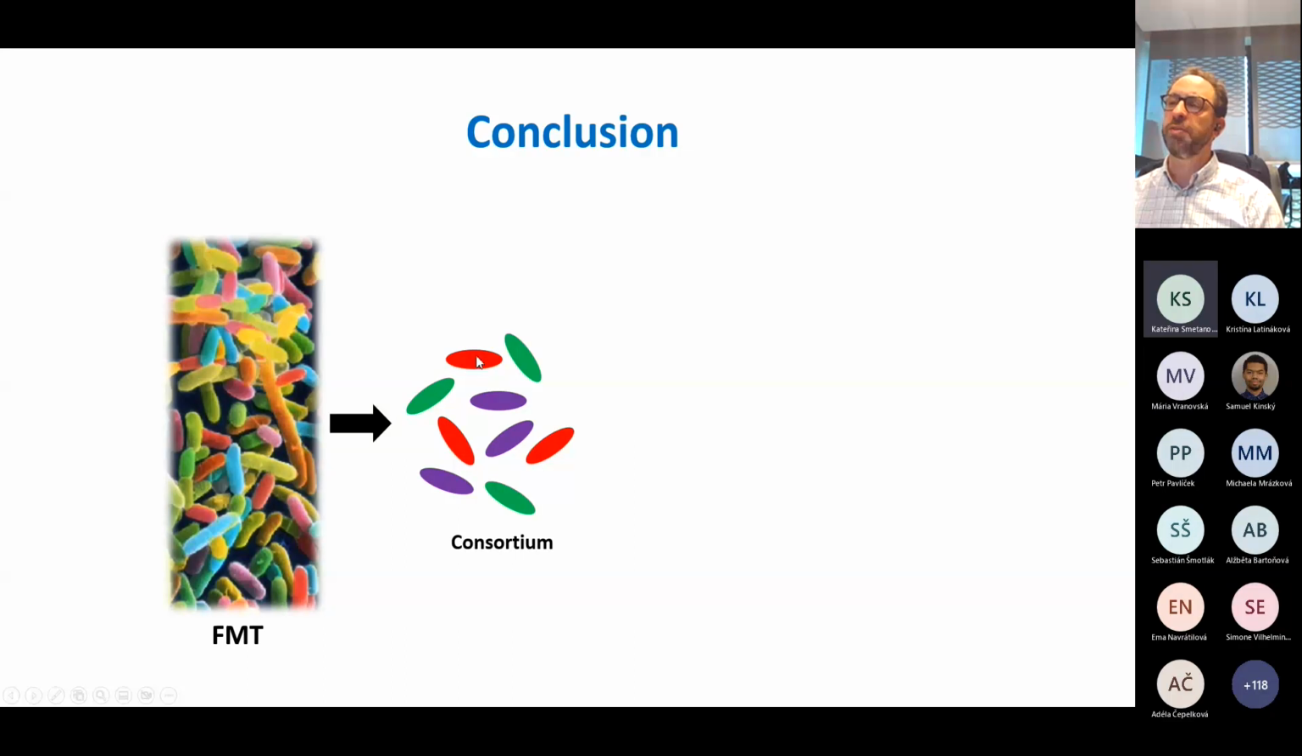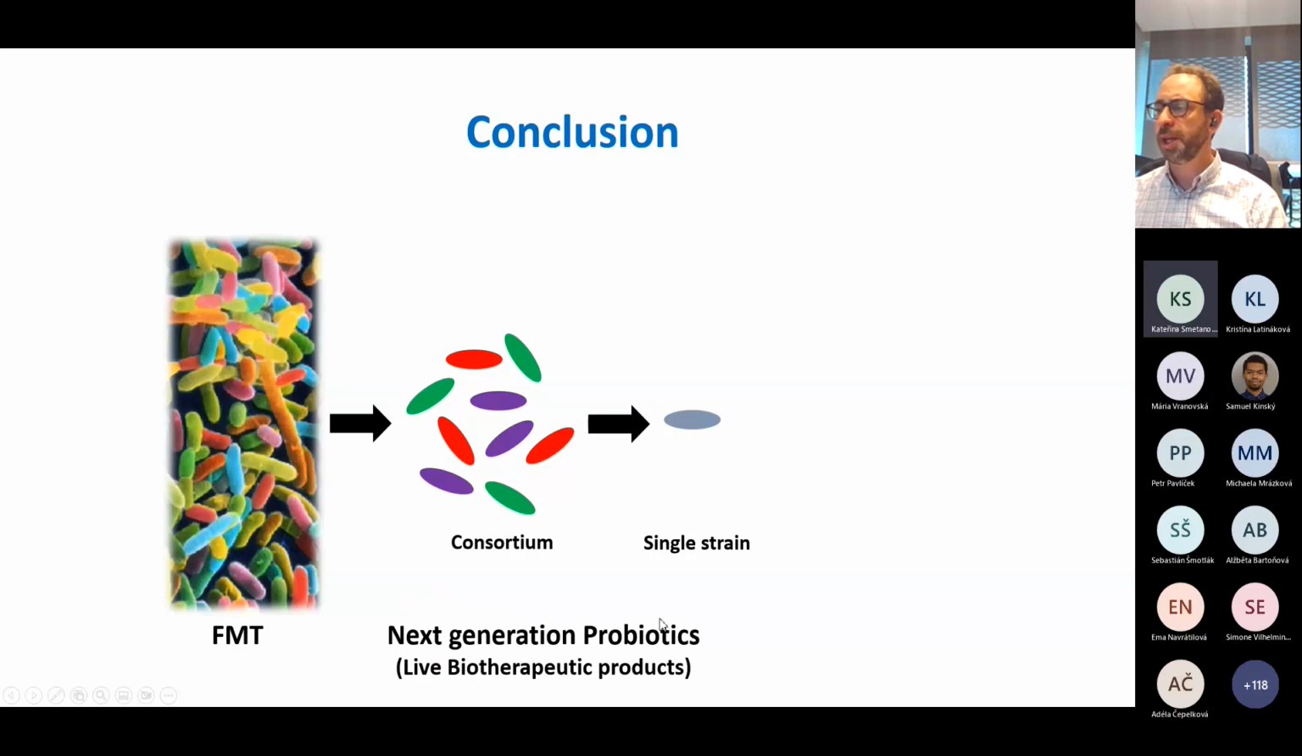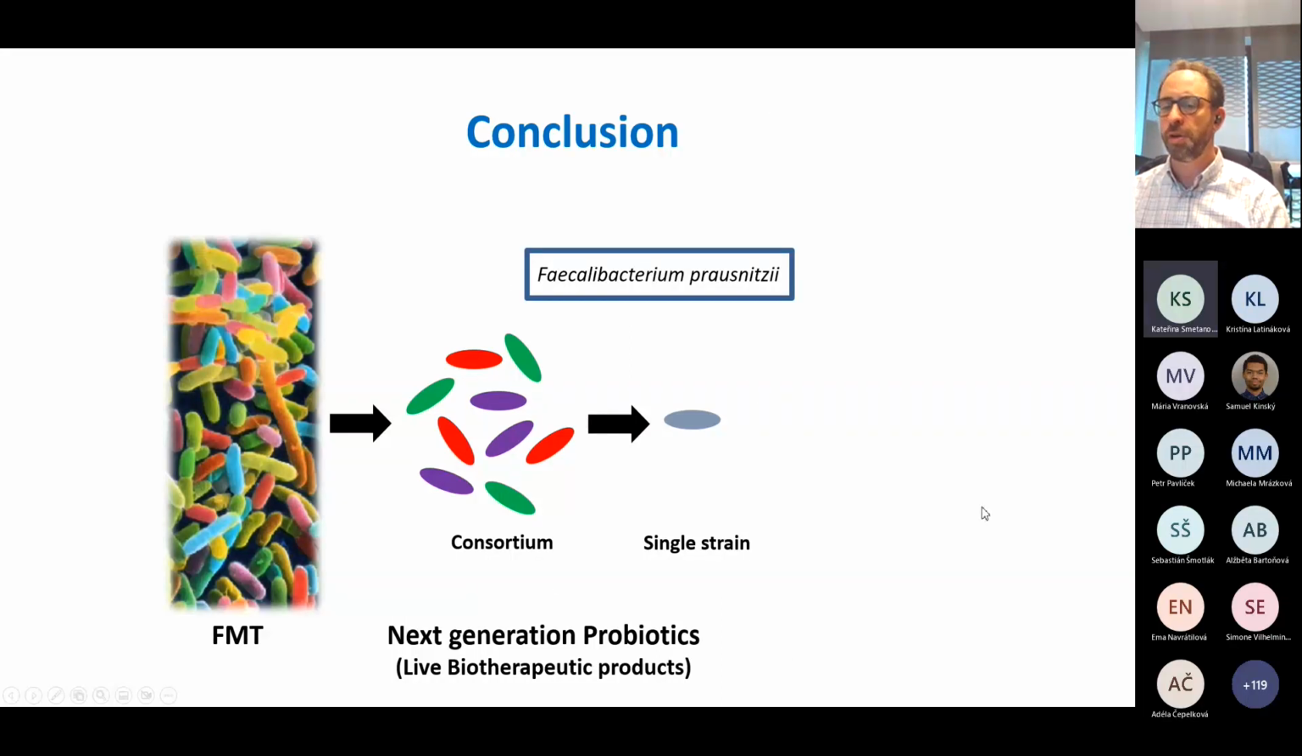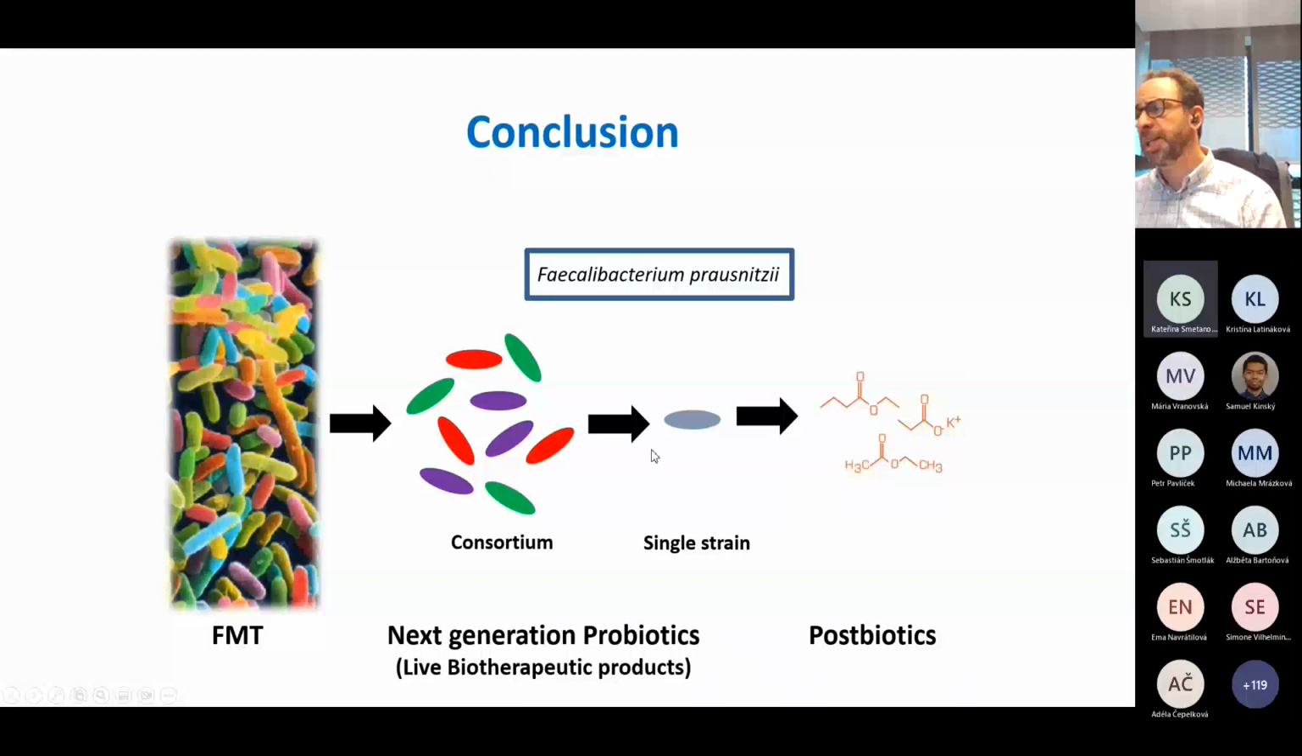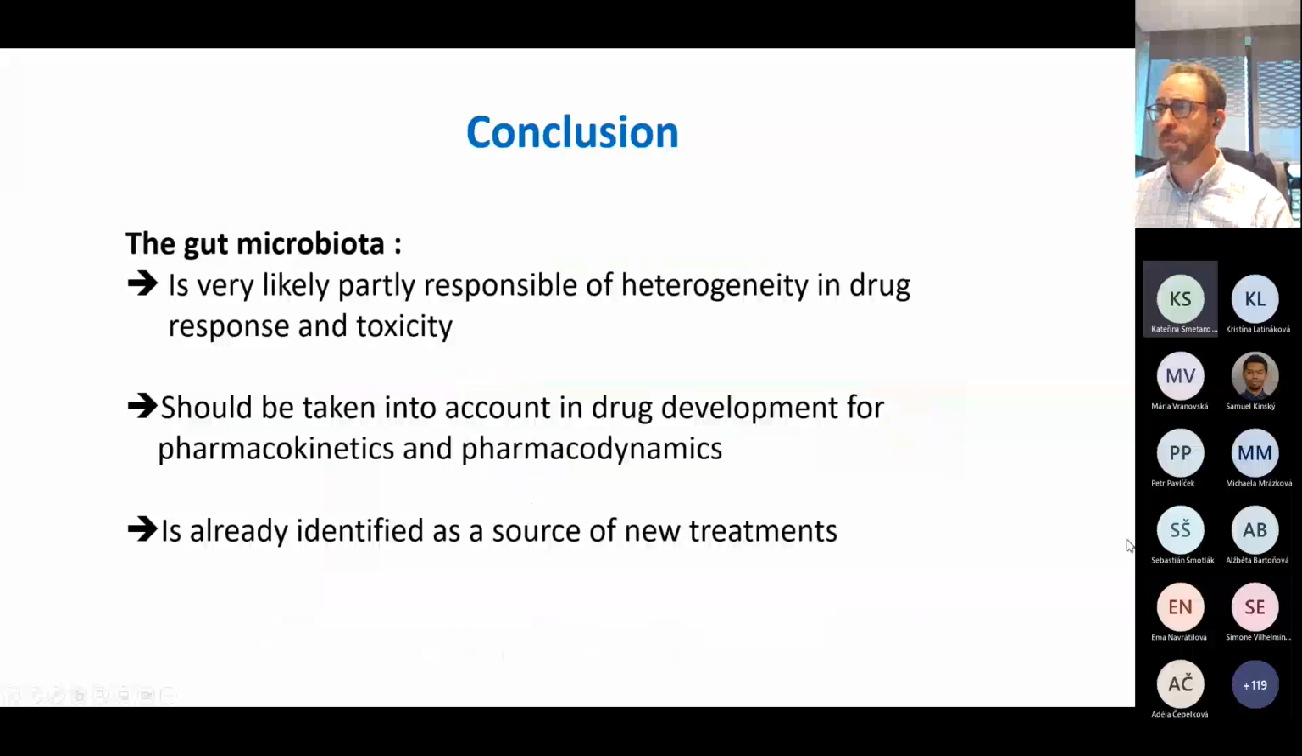This can be a mix of defined bacteria. This is called a consortium, or even single bacteria. And all this falls into the concept of the next generation probiotics I mentioned with this example of Faecalibacterium prausnitzii. And if we understand well the mechanism underlying this effect, obviously this is happening through molecules either present on the bacterial wall or produced by the bacteria. And if we can identify this molecule, we can also use it directly as a drug. And this is the concept of postbiotics.